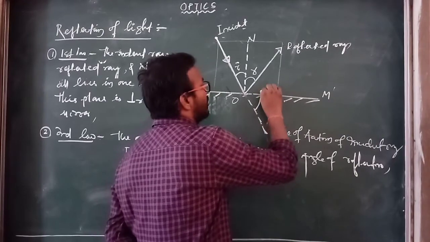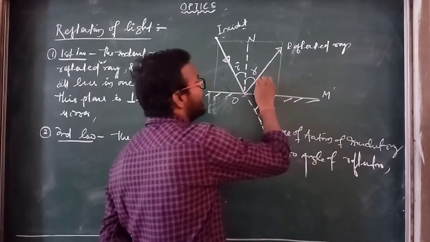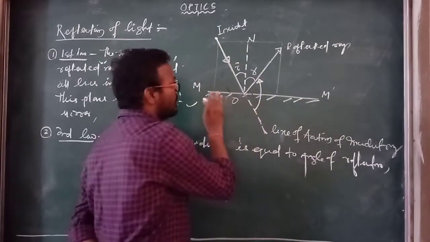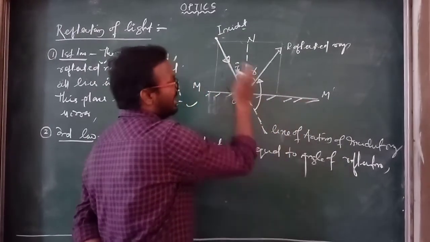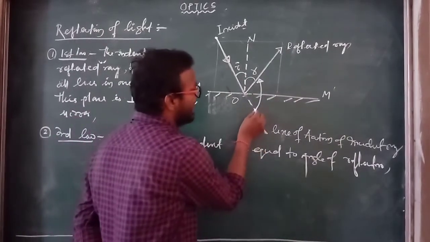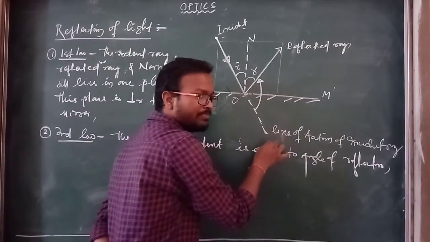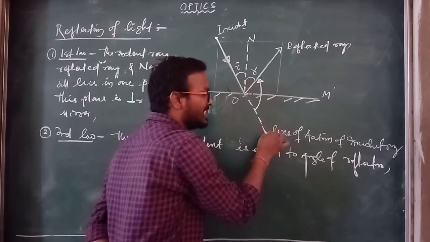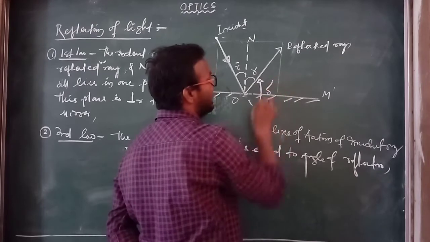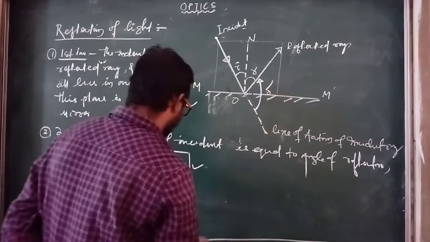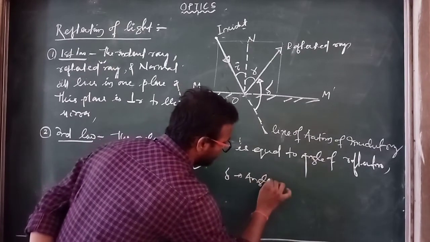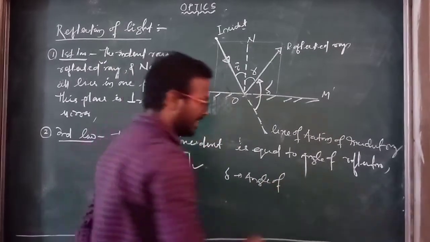Here this angle is known as the angle of deviation, because actually the light tries to pass in this direction. Due to this obstacle, the light changes its direction back to its original medium. That means the light deviates. This is the original path. The light deviates from its original path by an angle. This angle is known as delta. So what is delta? Delta is the angle of deviation.